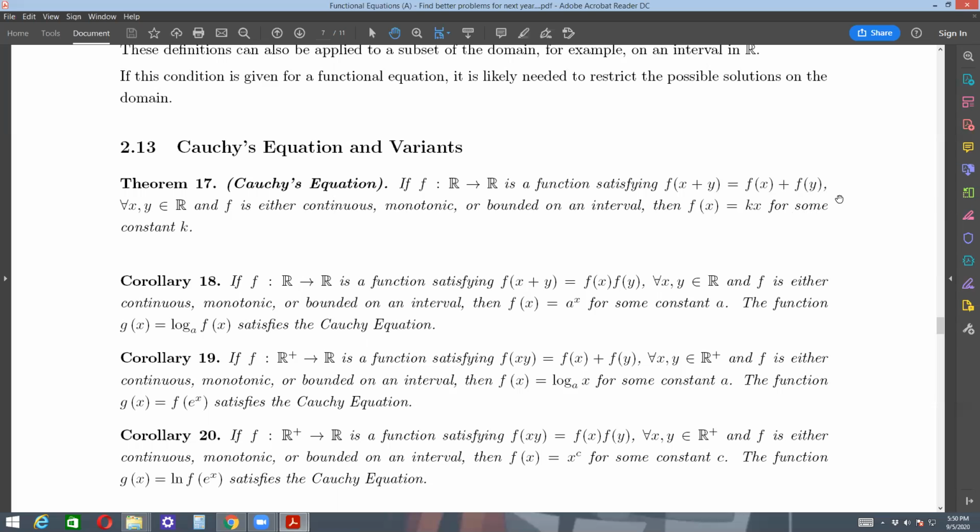Now, Cauchy's equation is a standard equation. This is known, so you don't actually have to prove this. Once you see the equation, you could automatically write the solution as this, again, once you know it's continuous or monotonic or bounded.